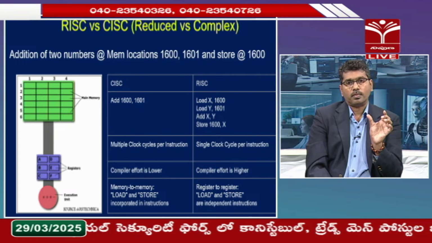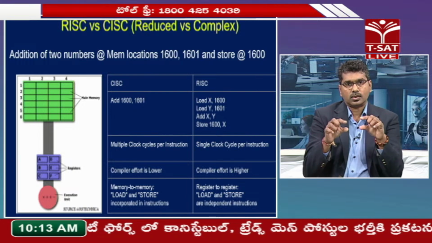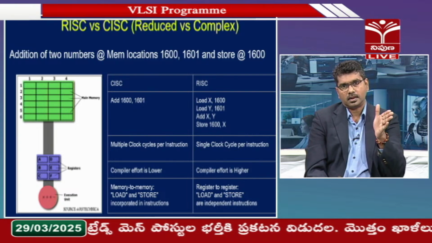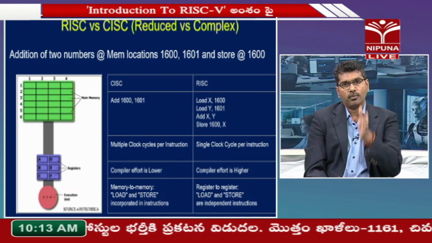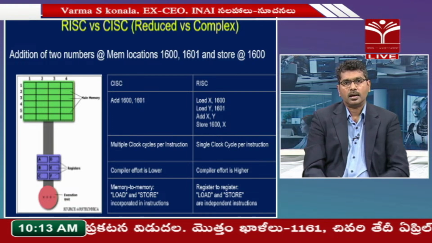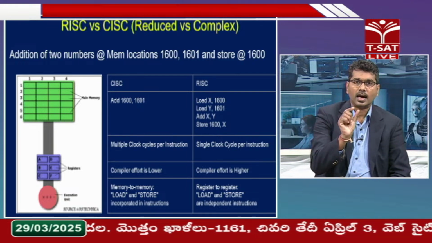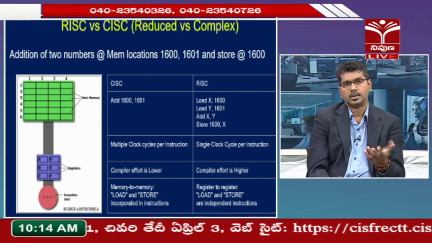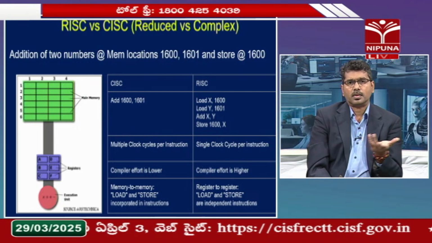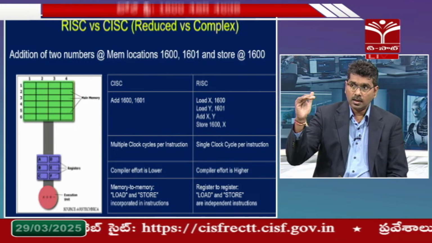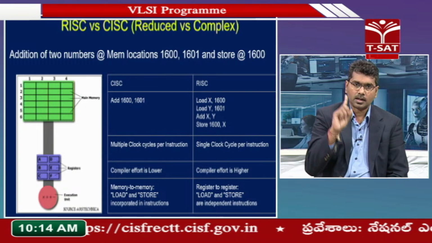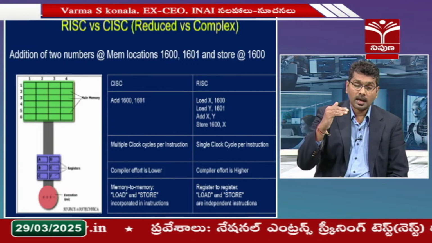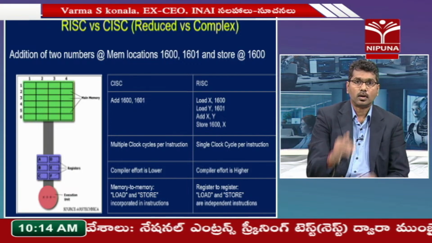If you see the amount of time it takes to execute these instructions, essentially the CPU runs on clocks. Every clock cycle something is happening. In the CISC, that add 1600, 1601 will take multiple clock cycles, depending on how fast your chip is running and your architecture, anywhere from 4 to 6 cycles. On the RISC side, each instruction takes only 1 cycle. That's a simplification.